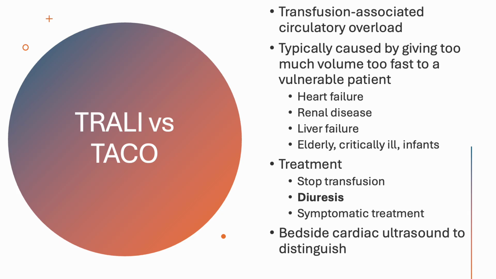Now, you could see how it wouldn't necessarily be obvious which one was going on if you're transfusing a patient and all of a sudden they get pulmonary edema. You would consider using the bedside cardiac ultrasound to distinguish how the heart is functioning, because this may give you a good idea of which problem you're dealing with. And since the treatment is different, it's going to be important that you know.